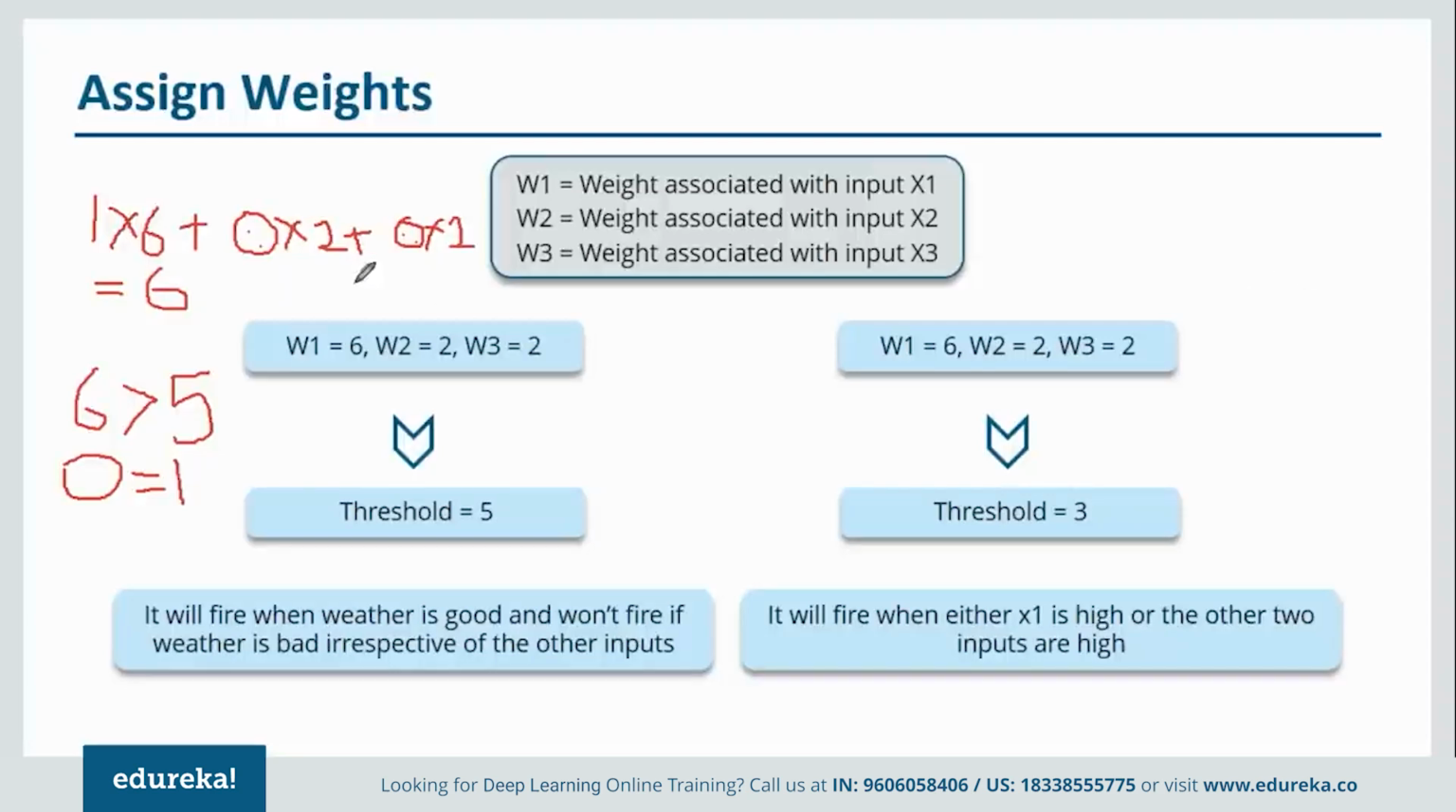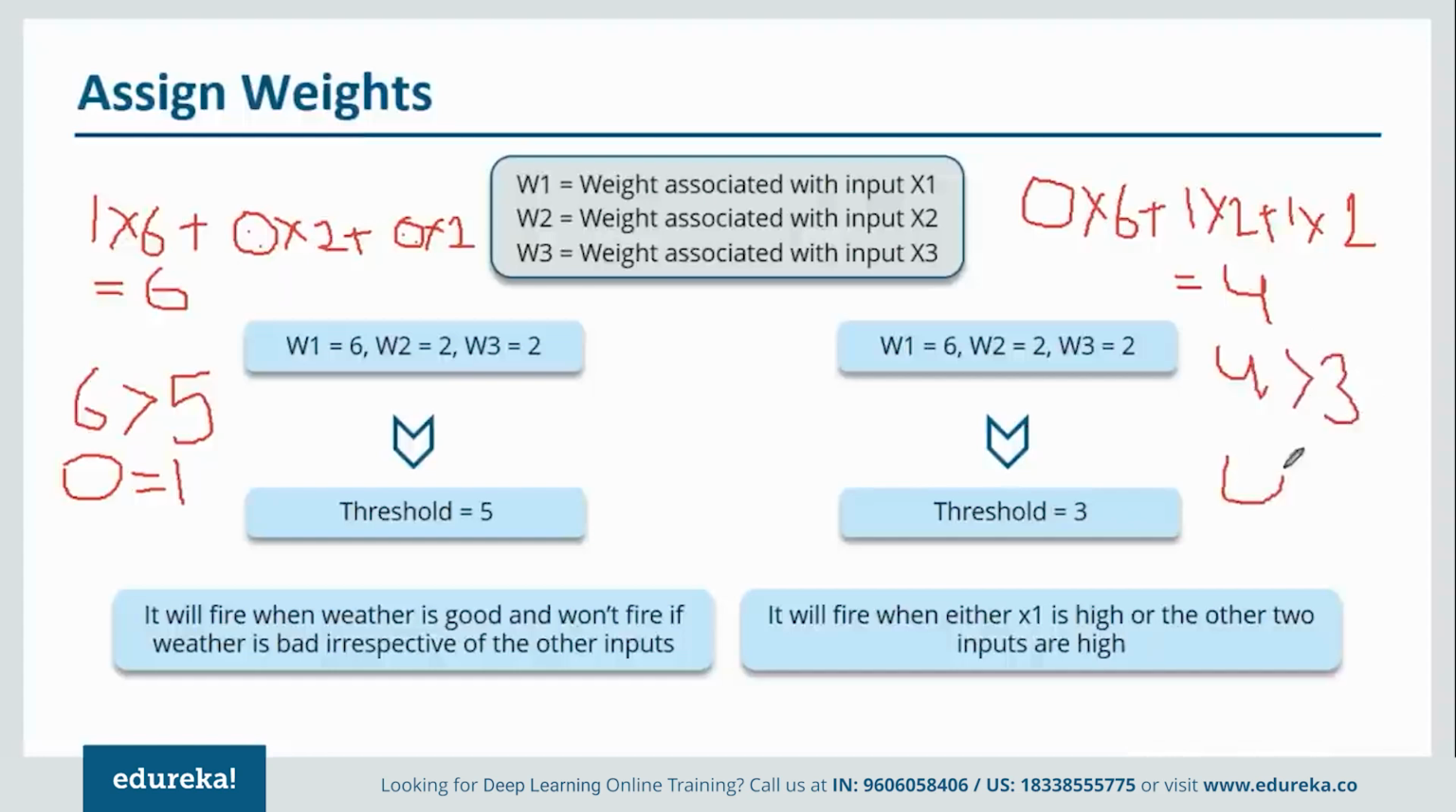Alright, now I'll explain a different scenario. Over here our threshold was 5, but what if I change this threshold to 3? In that scenario, even if my weather is not good, I'll give it a 0, so 0 into 6, but my wife and public transport both are available. So 1 into 2 plus 1 into 2, which is equal to 4, and it is definitely greater than 3. Then also my output will be 1. That means I will definitely go to the beer festival even if weather is bad, and my neuron will fire. So these are the two scenarios that I have discussed with you.